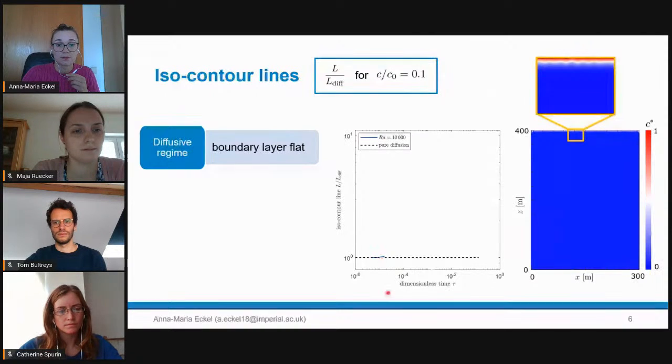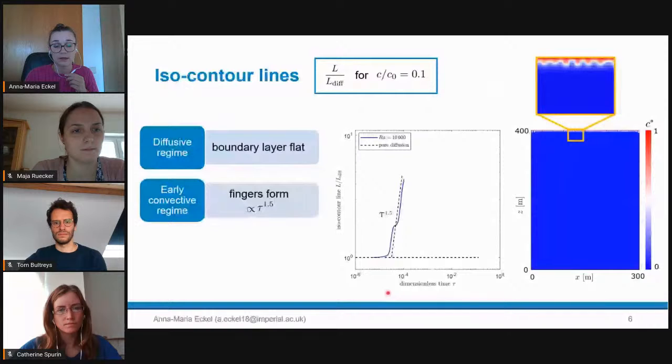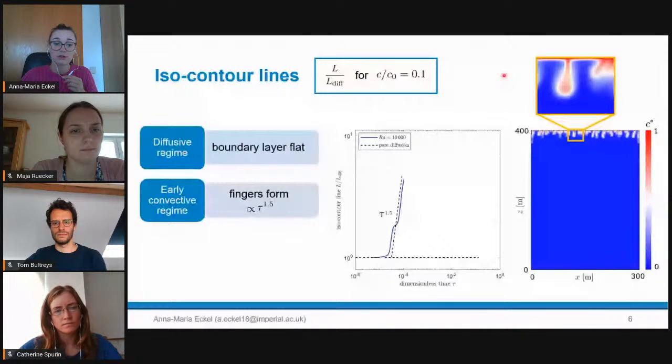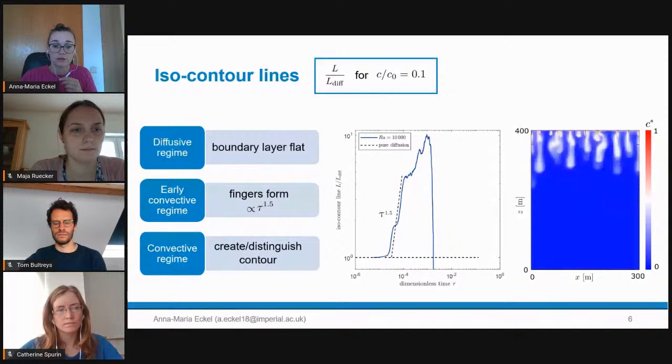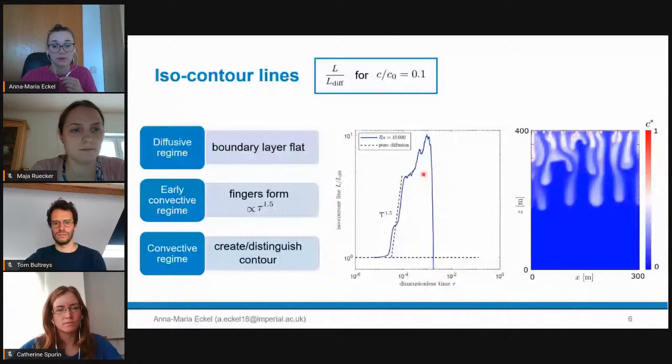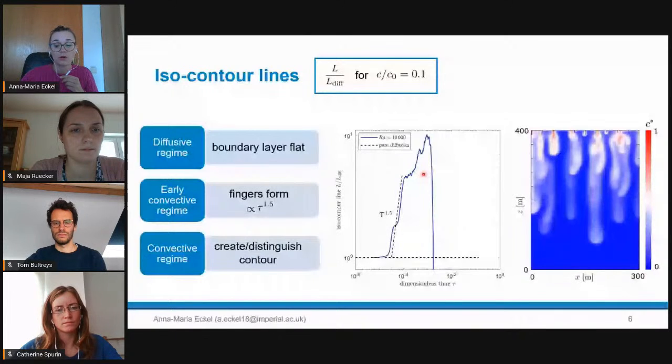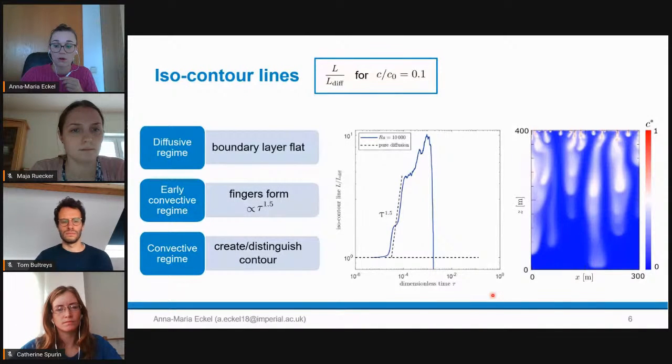But after a while, a microscopic convective finger pattern is created, and as the fingers are forming and elongating, the isocontour strongly increases with a growth rate of tau to the power of 1.5. After that, fingers are still formed and stretched, but simultaneously they merge with neighboring fingers, and the curve shows a reduced increase of the isocontour. And eventually, the progressive saturation of the domain reduces the isocontour towards 0. The growth rate of 1.5 has been observed for all simulated Rayleigh numbers.